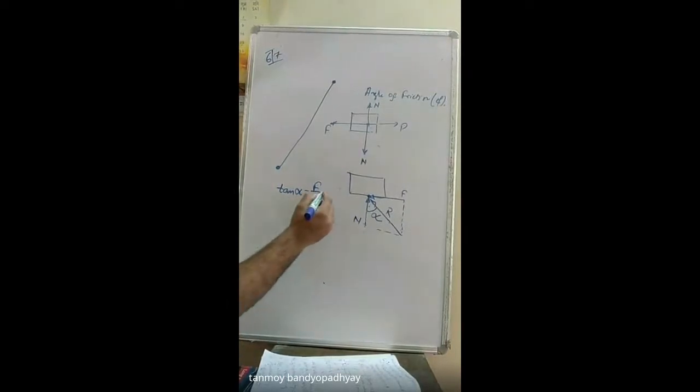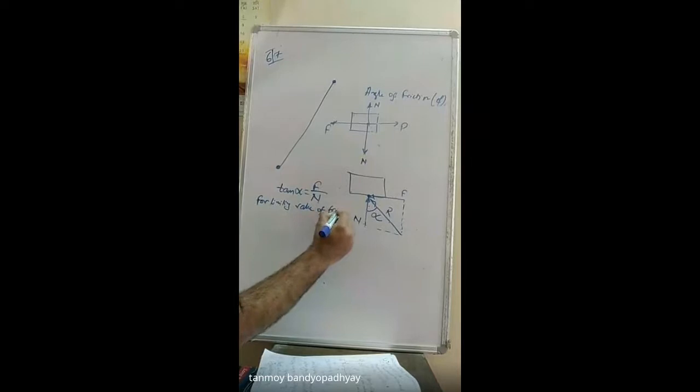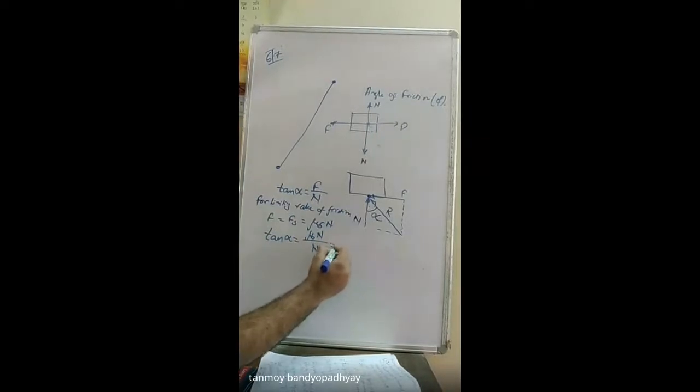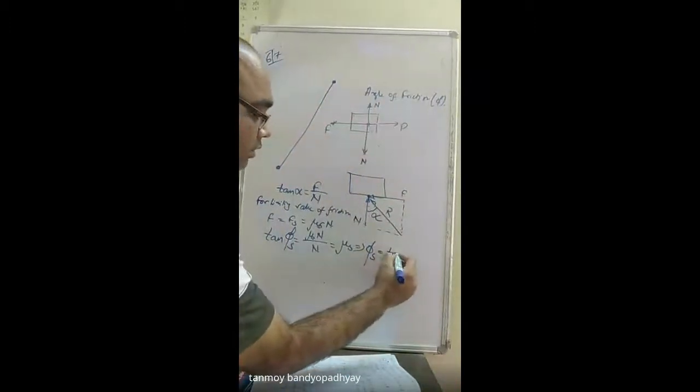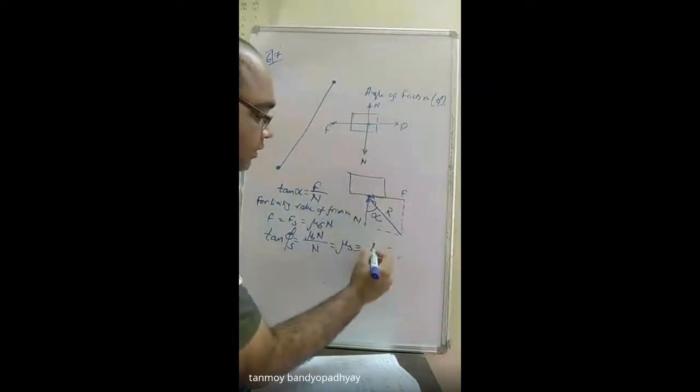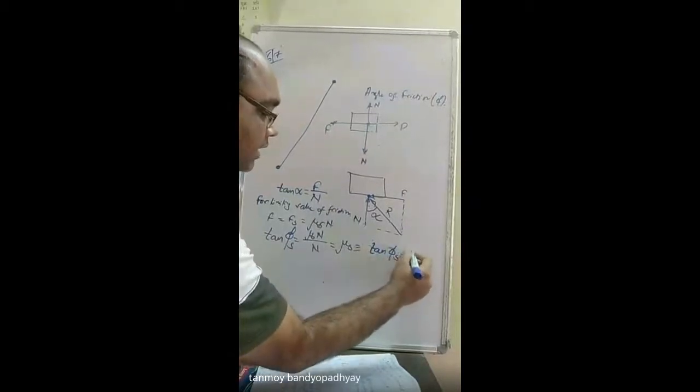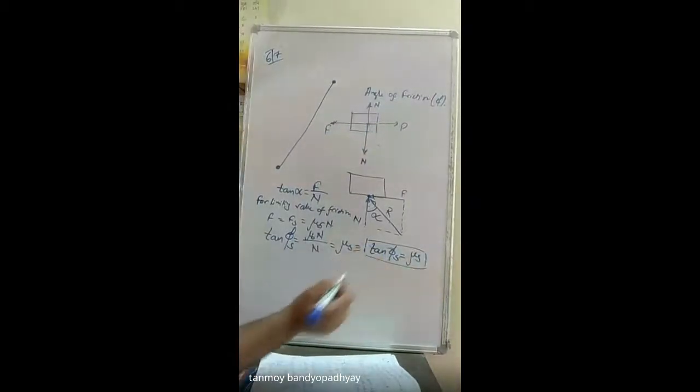So what is F by N? For the limiting value of friction, F is equal to Fs, that is mu s into N. So tan alpha equals mu s N divided by N, that is equal to mu s. The limiting value of alpha, we call the angle of friction. So the angle of friction phi s satisfies tan phi s equals mu s.